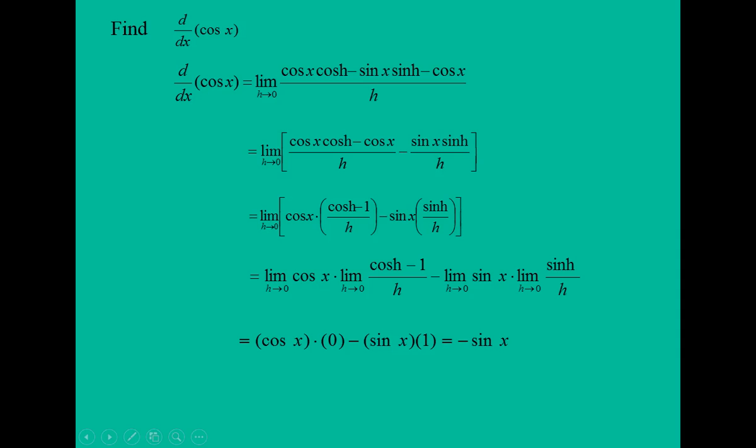And then we have a minus the limit of the sine of x as h goes to 0. We know that's the sine of x times the limit of the sine of h over h as h goes to 0. We know that's 1. So we get negative sine of x. So we have found the derivative of the cosine of x is negative sine of x.